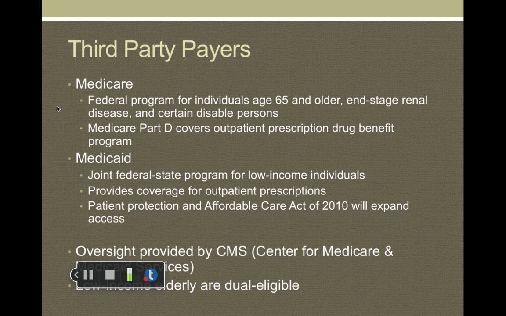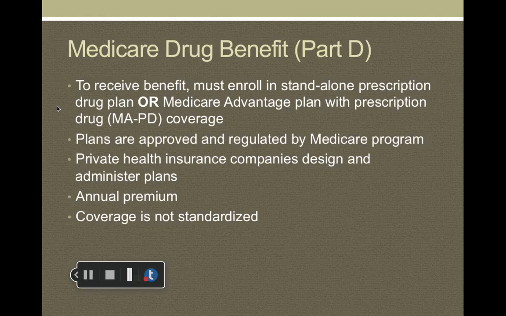Medicaid is a joint federal and state program for low-income individuals that provides coverage for outpatient prescriptions, and this was expanded significantly with the Patient Protection and Affordable Care Act of 2010. Oversight for both of these is provided by CMS, the Centers for Medicare and Medicaid Services, and low-income elderly patients can be dual eligible, so you might have to process both of those insurances within the community pharmacy setting if they're older patient populations.